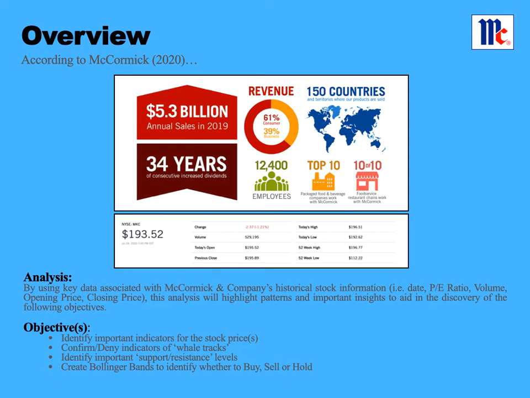McCormick is a global leader in flavor with $5.3 billion in total sales across multiple generations, regions, and businesses. Their portfolio of recognized brands, many of them number one in their categories, spans approximately 150 countries and territories. By using key data associated with McCormick & Company's historical stock information, this analysis will highlight patterns and important insights to aid in the discovery of the following objectives.